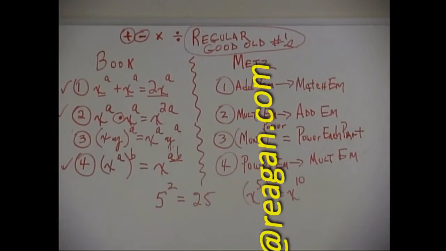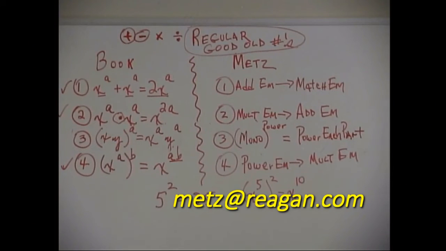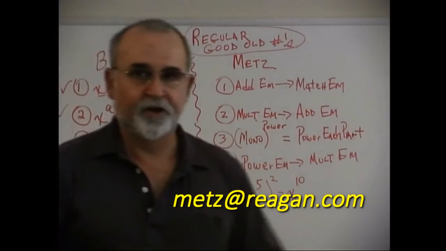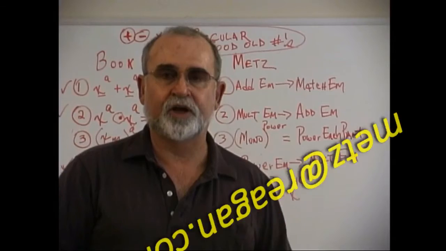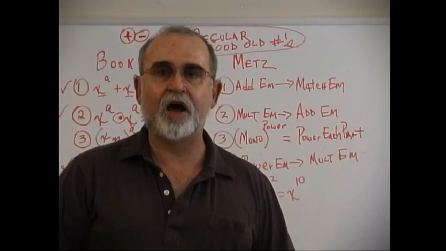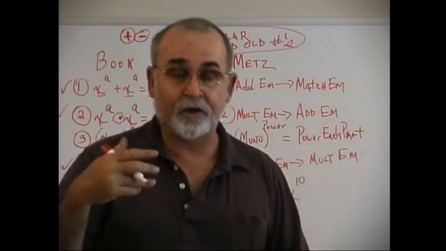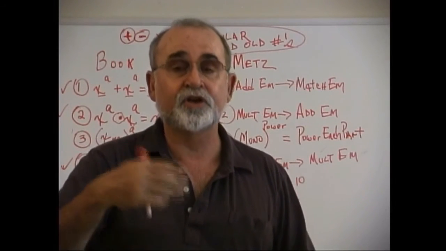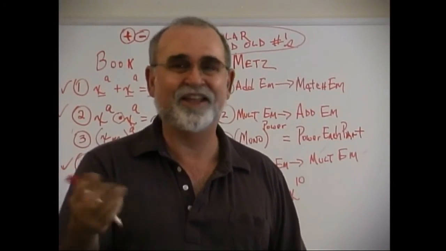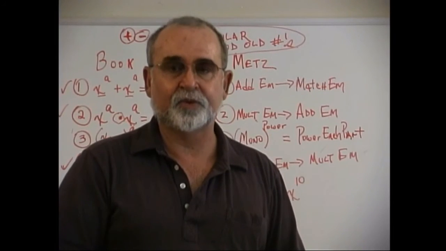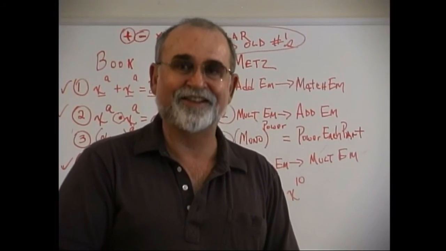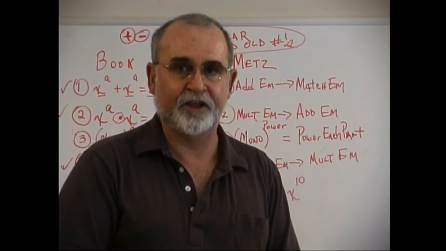Number 3 is just kind of a technical rule that gets you through an operation. But the 3 rules that you have to learn is to add them, you match them, to multiply them, you add them, and to power them, you multiply them. And you need to learn that, and you need to get confused a little bit by it so that you can fight your way through it without thinking where it becomes automatic. That's what I need you to do. I need you to get this so that it's automatic without thinking.